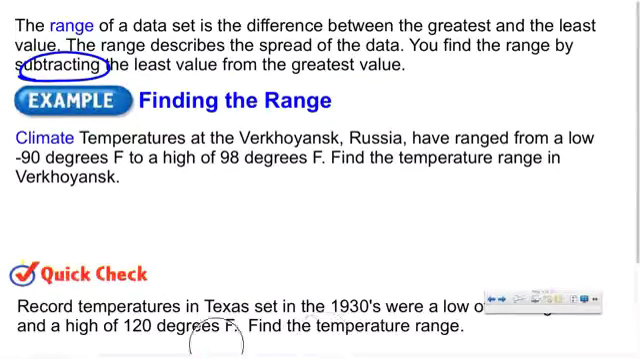Can somebody please read the definition of range? The range of a data set is the difference between the greatest and the least value. The range describes the spread of the data. You find the range by subtracting the least value from the greatest value.